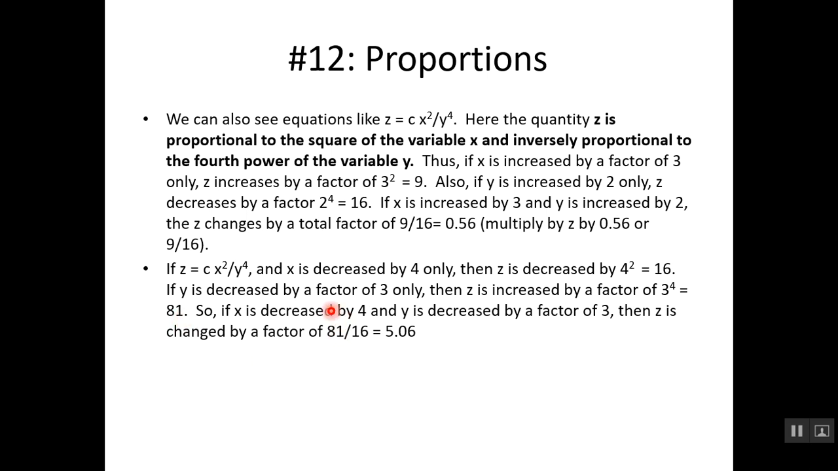So any increase goes in the numerator, any decrease goes in the denominator. And it's 81 divided by 16, which is 5. It's a little bit more than 5, right? 5.06. So, that's how z would change. It would change by a factor of 5.06, right? Does that make sense? Okay, so let's do some examples in the notes and see if you get it.